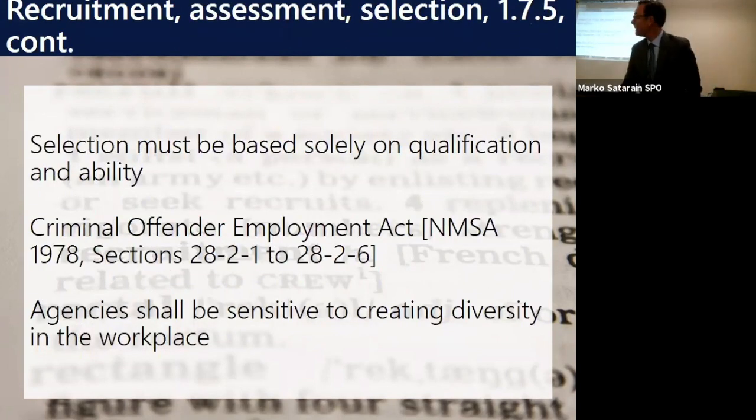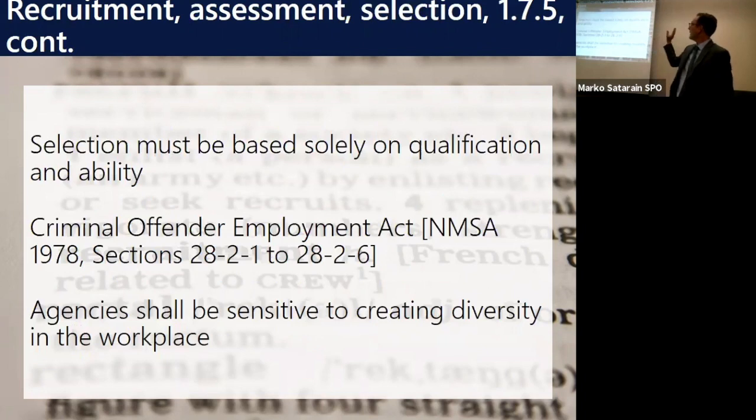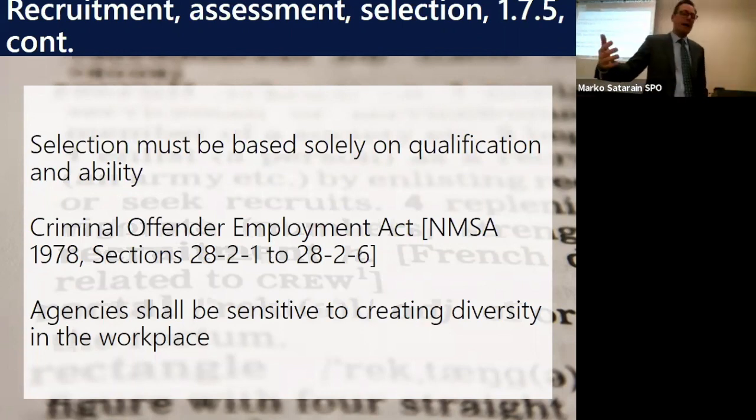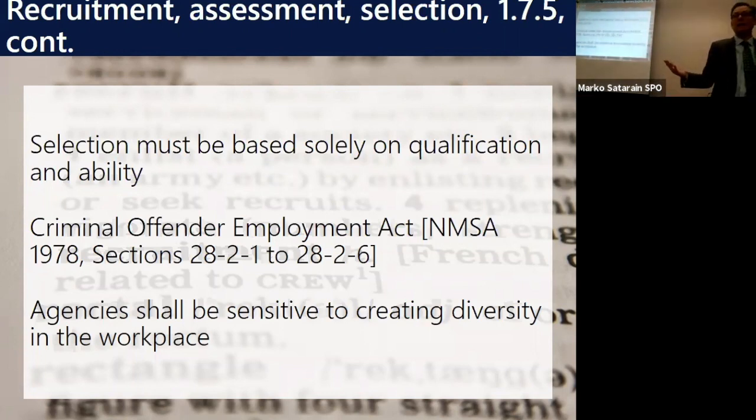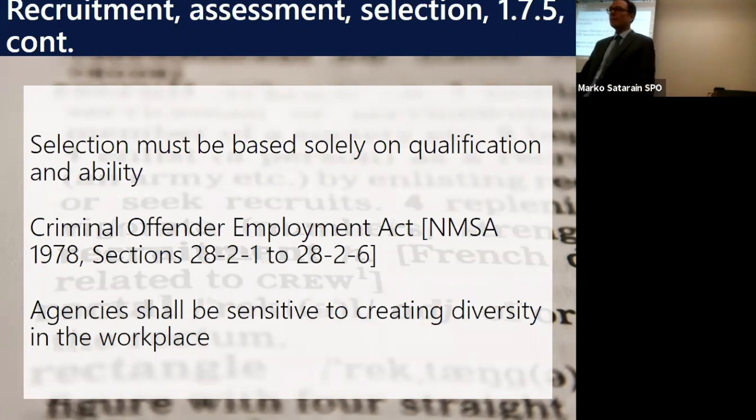All right, perfect, thanks. So again, on recruitment, rule number 5. Again, the selection must be based on qualification and ability. That's kind of a running theme. The Criminal Offender Employment Act essentially means that you can't ask for a criminal history in the application, right? And you can ask later in the hiring process after an offer has been made. There is a process, and what's the timing that you can ask on the criminal history, and I think that's what we were discussing.